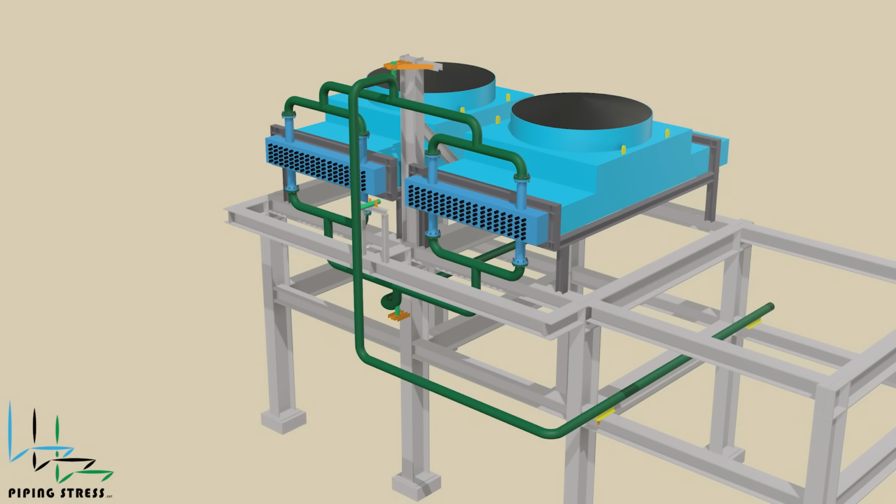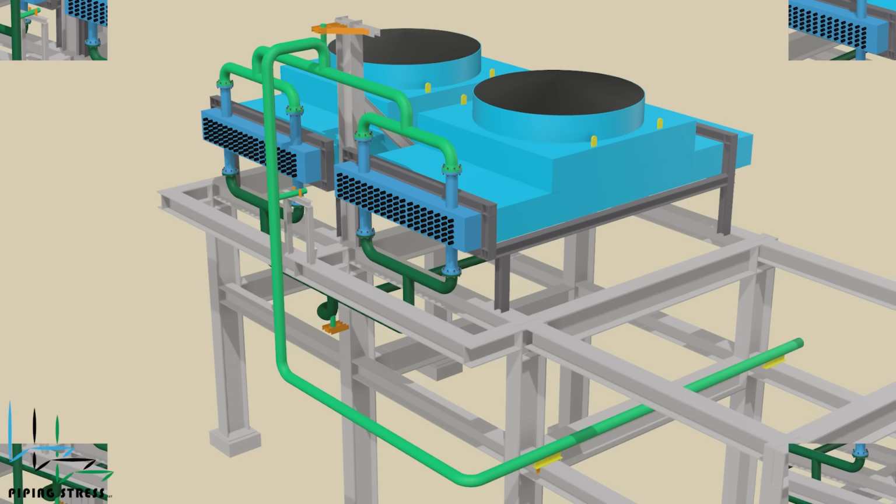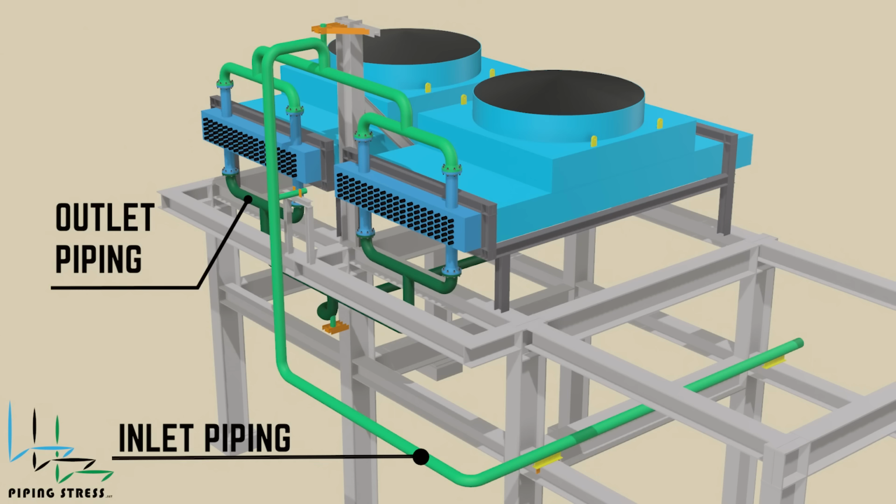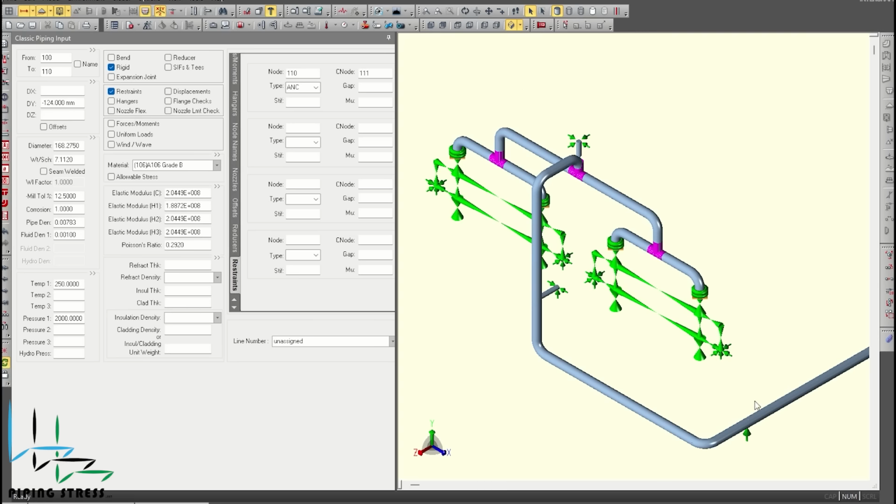Now, we have all the required information to model the air cooler and connected piping on Caesar 2. It is better to start modeling the system on Caesar 2 by following the fluid flow. Accordingly, we start the modeling from the inlet piping.